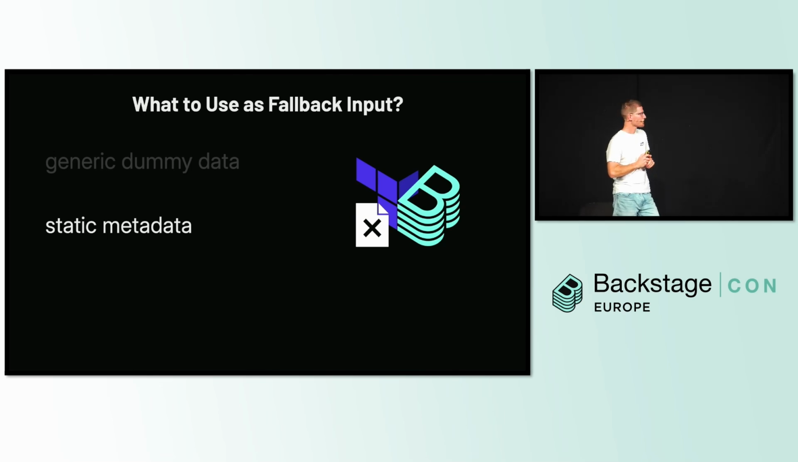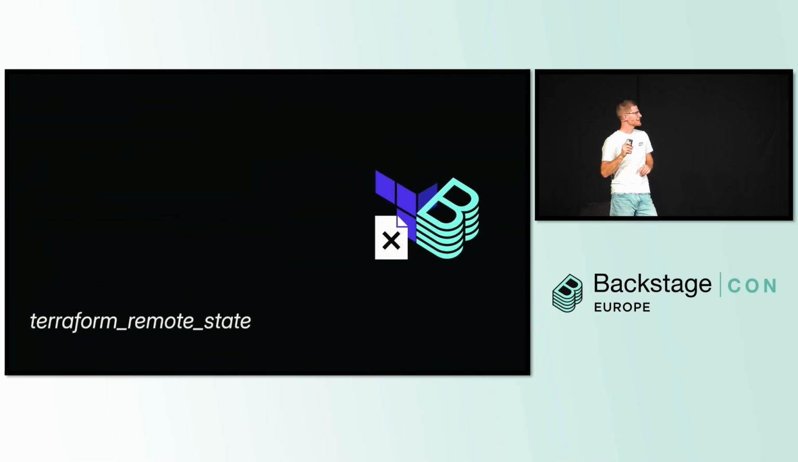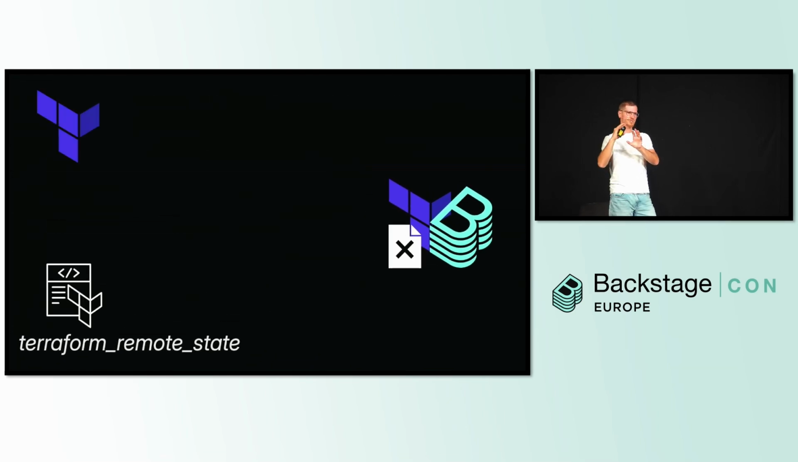Then we came across something interesting. We could use Terraform remote state. Terraform remote state allows us to always fetch the last up-to-date snapshot of the metadata, the last successful set of labels, and the last successful snapshot of the entity, and use that to pass it in to the provider.